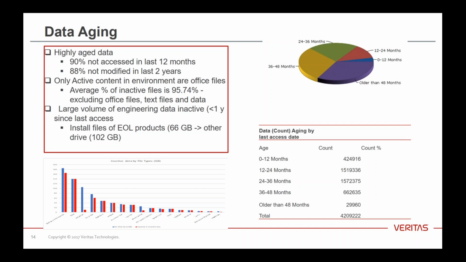This one, for example, is a screenshot taken from the actual report, which can be run in CSV, HTML, and in DQL as well. We can see this is a data aging report, and this comes from a real customer. We notice there that we found a lot of inactive data by file types, some data that was older than 48 months.